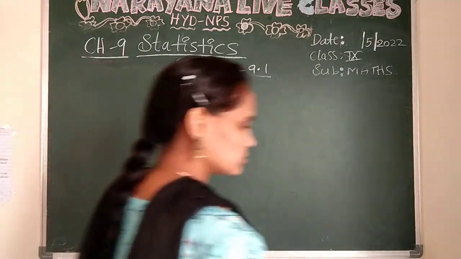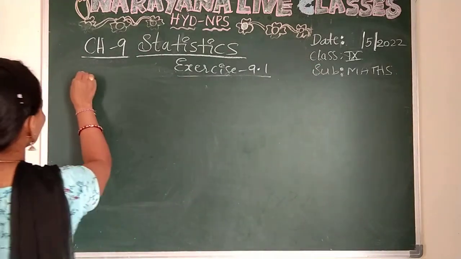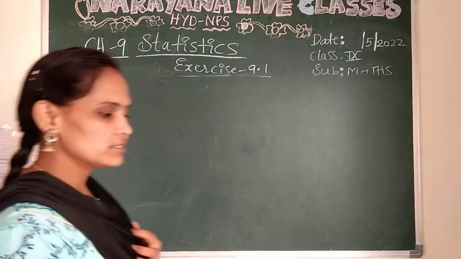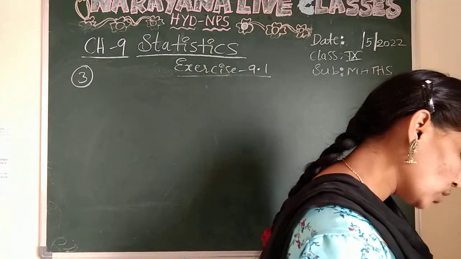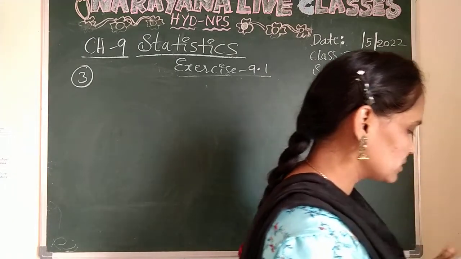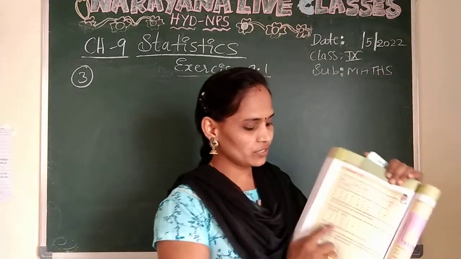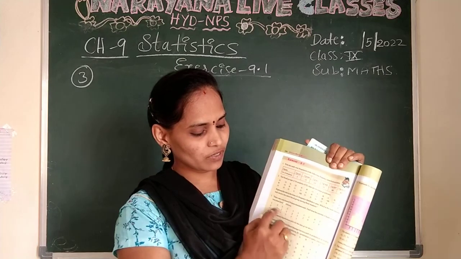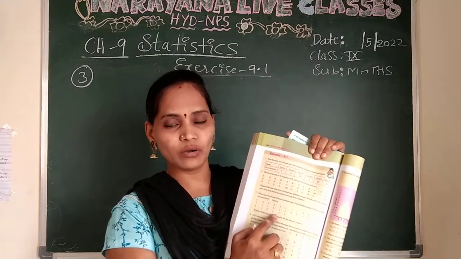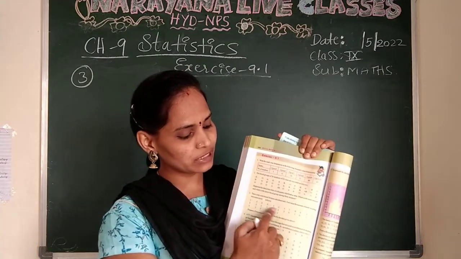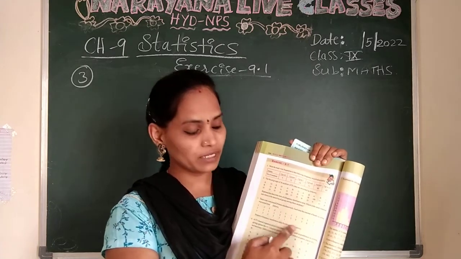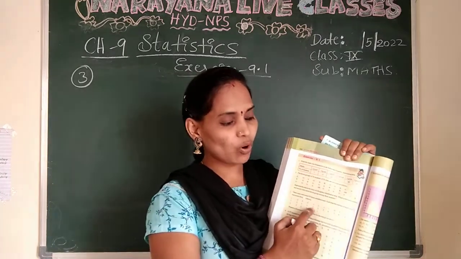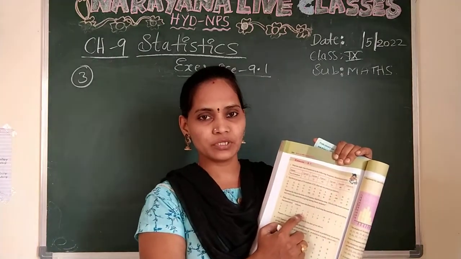So third answer. 3 coins were tossed. 1, 2, 3 numbers. Coin numbers are given. See in the question, coin numbers are given 1, 2, 3. So one coin, how many times is it repeated? Second coin, how many times? Third coin, how many times is it repeated? We should count and we should write the frequency distribution table.